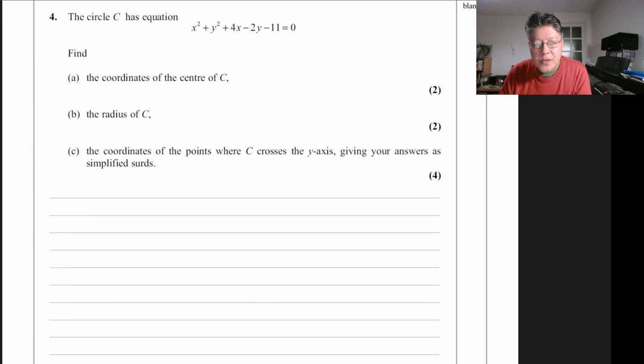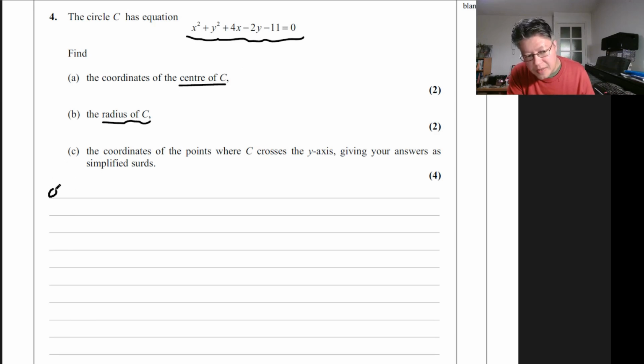Okay, so in this question we're given the equation of a circle, x squared plus y squared plus 4x minus 2y minus 11 equals 0. In part A, we need to find the center of the circle, and in part B, we need to find the radius. So this is going to involve completing the square on the x's and y's separately.